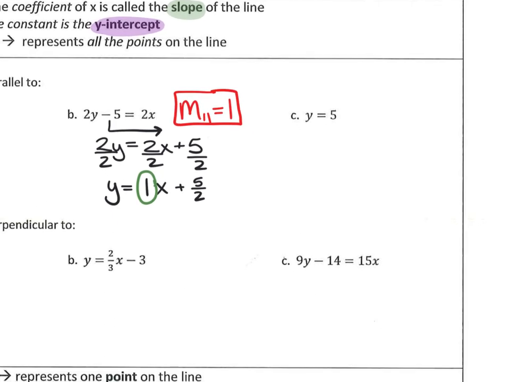Ooh, challenge question, part C. What kind of line is it when it just says y equal to some number with no x at all? It's a straight flat line. So Joseph had his hand like this. So this is my horizontal line. What kind of slopes does a horizontal line have?